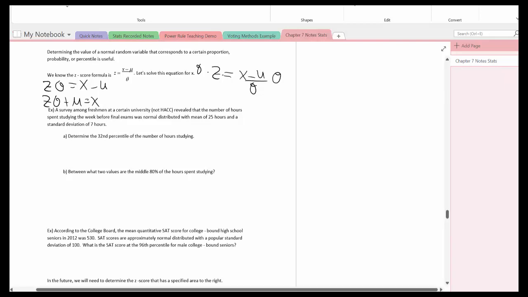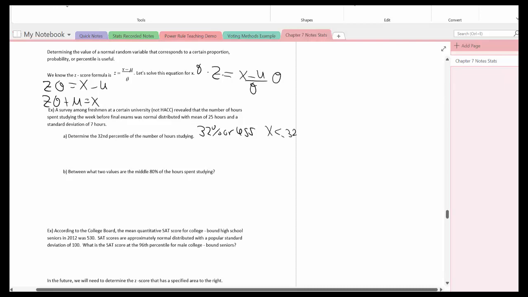I will show you how to put all of these into the calculator. So let's take a look at a couple of examples. A survey among freshmen at a certain university revealed that the number of hours spent studying the week before final exams was normally distributed with a mean of 25 hours and a standard deviation of 7 hours. Determine the 32nd percentile of the number of hours studying. So for us, the 32nd percentile talks about 32% or less.